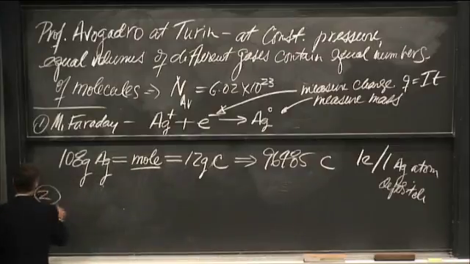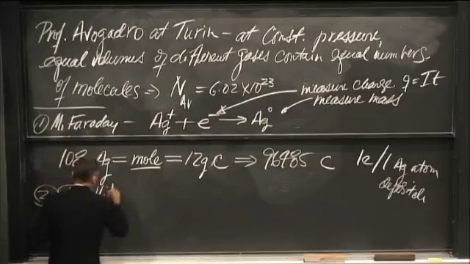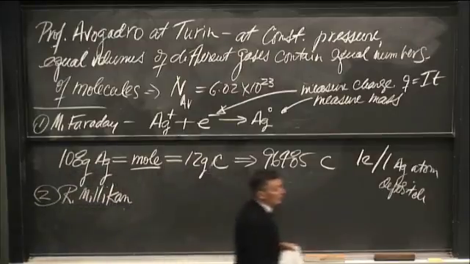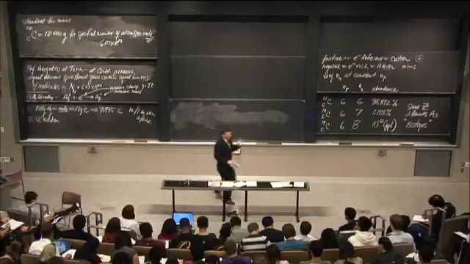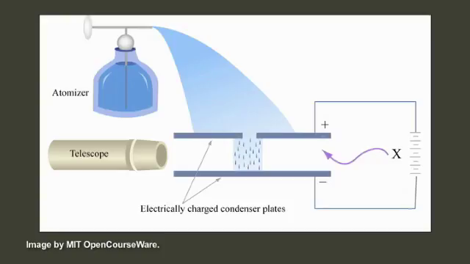And to finish the story, we have to wait about 50 years and come to the United States, where it's Robert Millikan. Robert Millikan at the University of Chicago doing the oil drop experiment, through which we learned the elementary charge. And here's the cartoon of the oil drop experiment. I took this from a different text. It's not shown in your text.